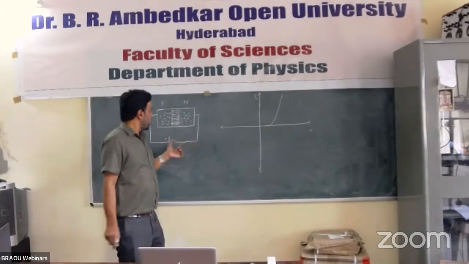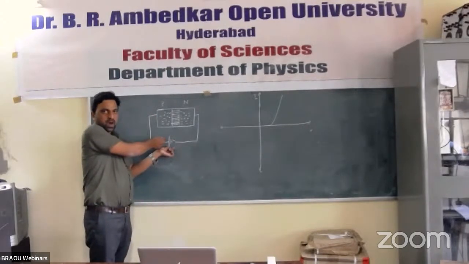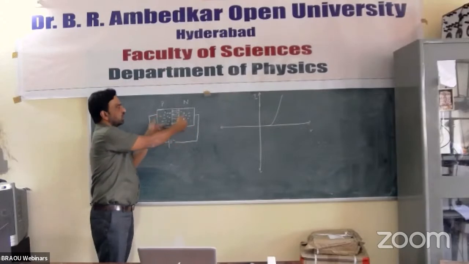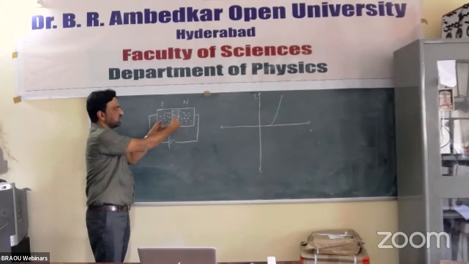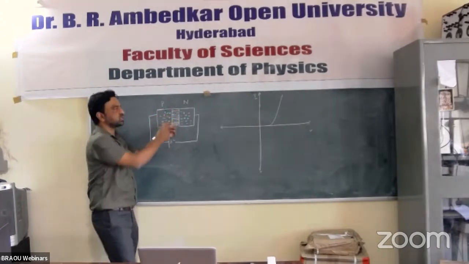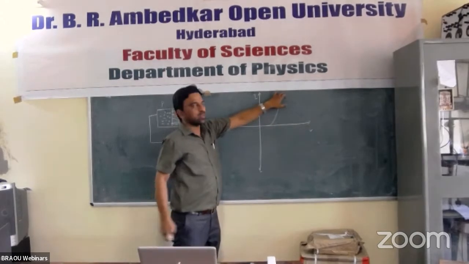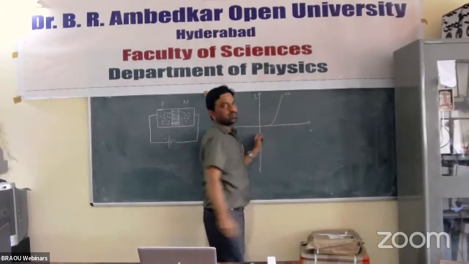So as the voltage is increasing at this point, due to the flow of these positive charges towards this and the flow of electrons towards this, they are overcoming this barrier and conduction of current takes place. So that is the reason why the current flows in this manner. This is in the order of milliamperes.